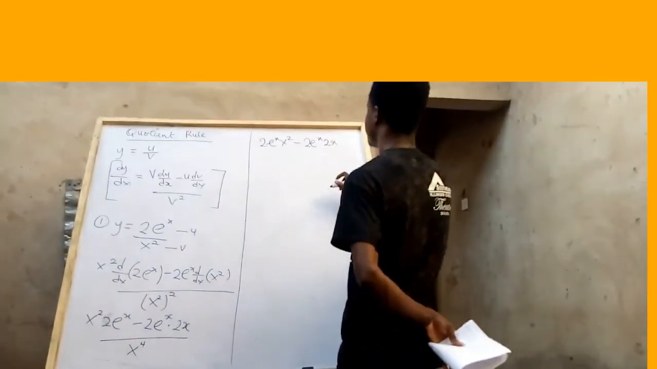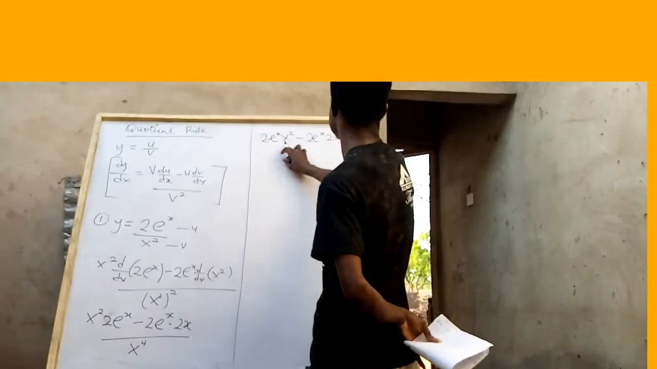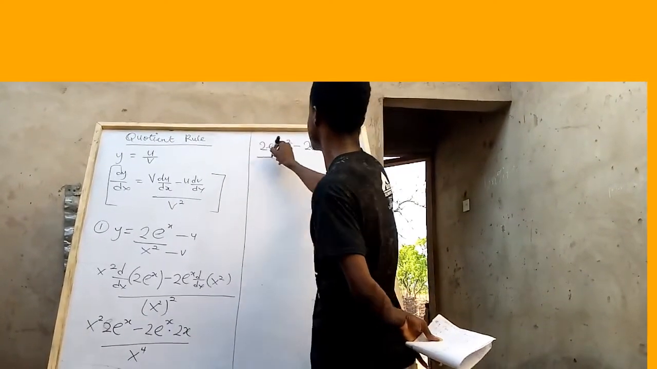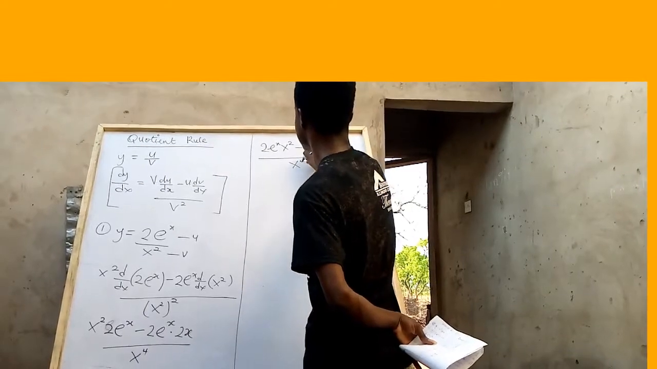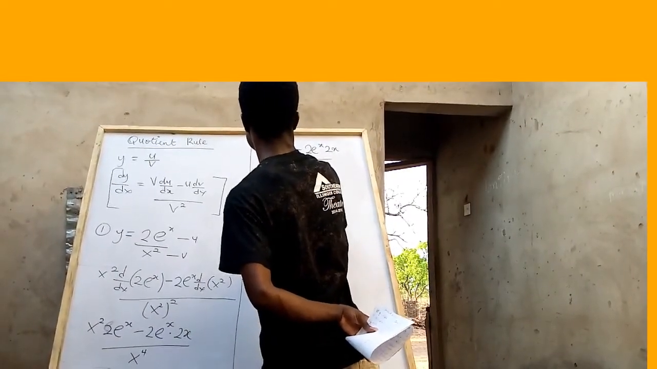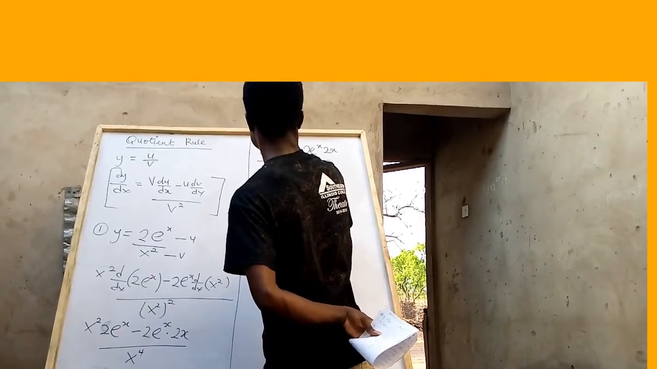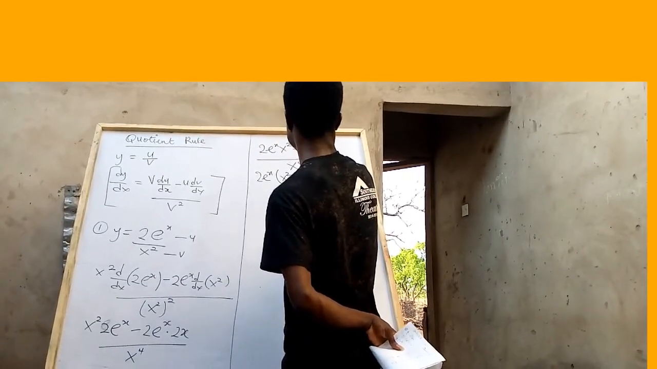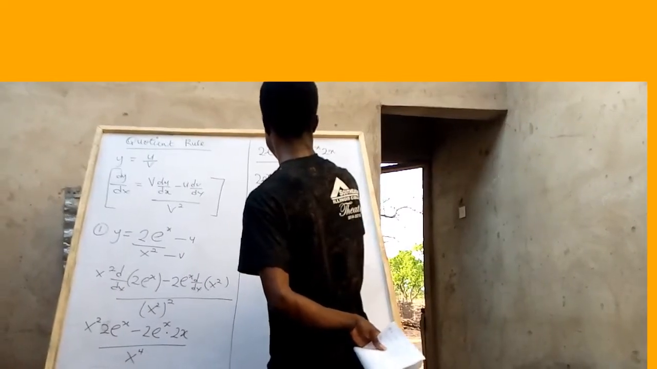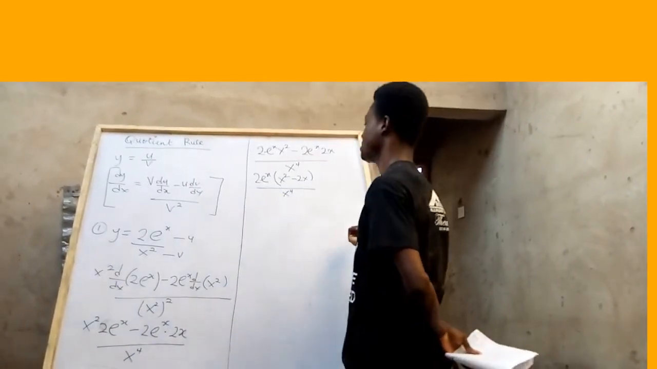And look at something here. 2e^x is here and 2e^x is here. So I can factor 2e^x out. So 2e raised to power x, and then what is left is x squared minus 2x, all over x raised to power 4.